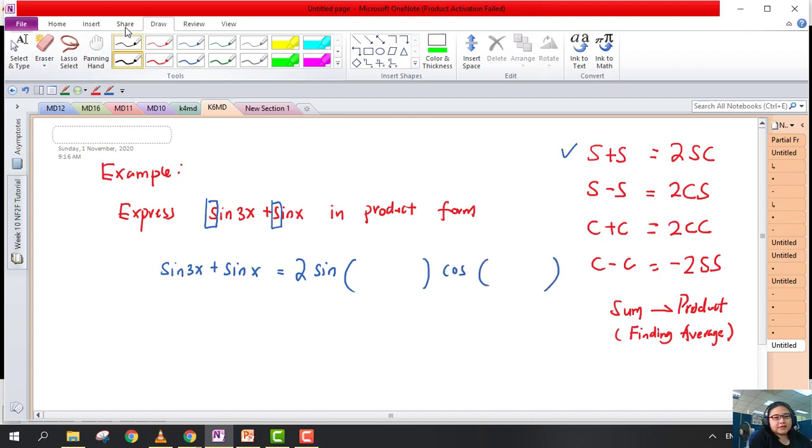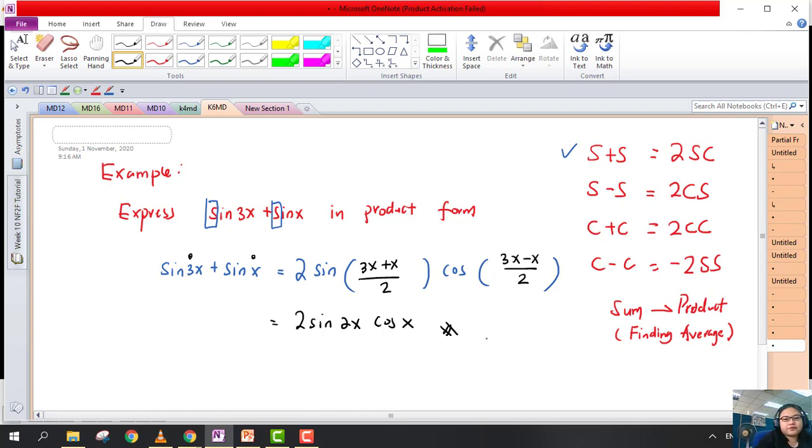So we already mentioned that if it is sum to product, we are finding the average of the angles. So you have the 3x, you have the x. In front of it is a plus, so it's 3x plus x divided by 2. And then this one will become 3x minus x divided by 2. So lastly you get 2 sine 2x cos x. So this is the answer.